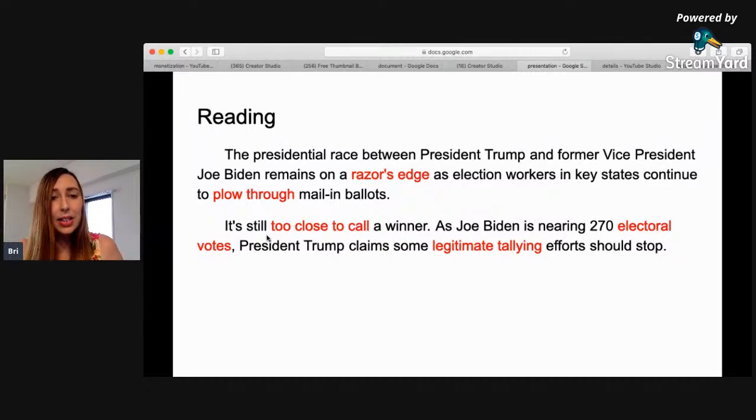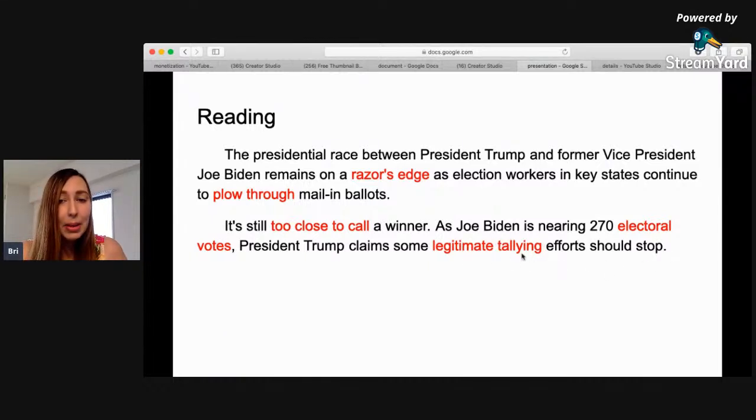Then it's still too close to call a winner. So we don't know who is going to win. As Joe Biden is nearing 270 electoral votes, these are the points that the president needs. President Trump claims, so he's saying, he's wanting some legitimate tallying efforts should stop. So he claims some legitimate tallying efforts should stop.